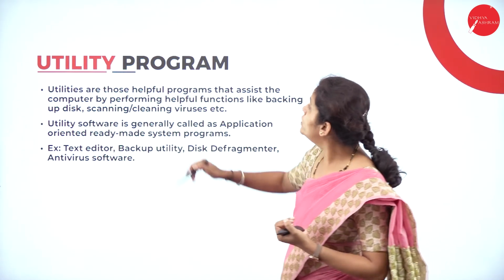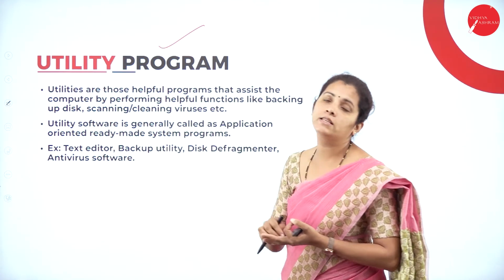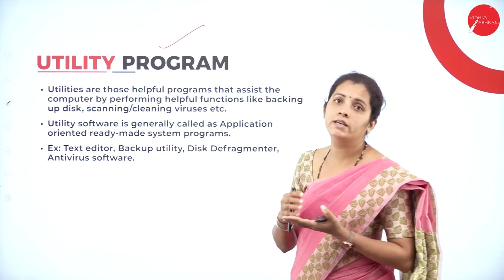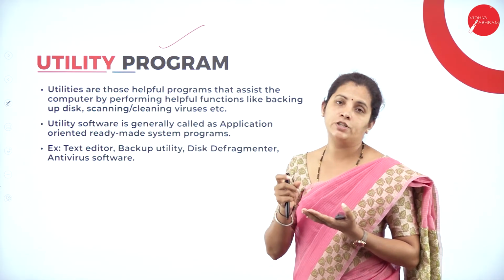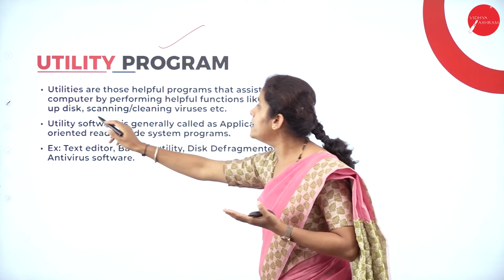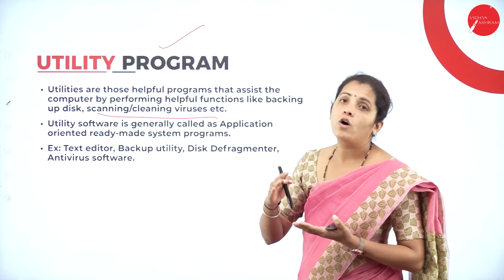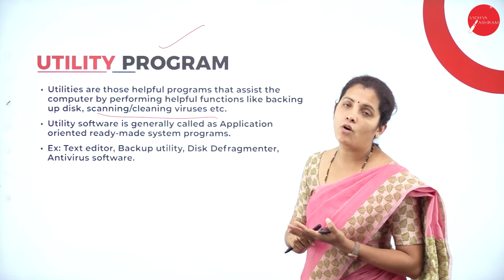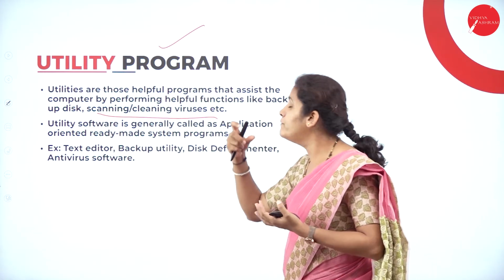So here utility program or utility software is a software that is mainly used to perform some specific kind of task. The specific kind of task may be virus protection or file protection or scanning or cleaning virus or password protection or file management. These are some of the functions of utility program. So it is a small and helpful program.